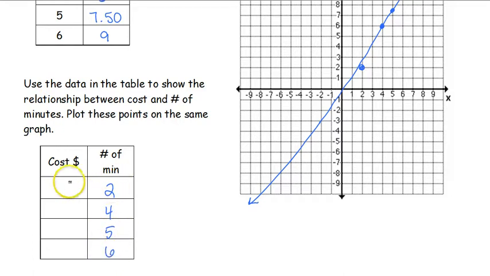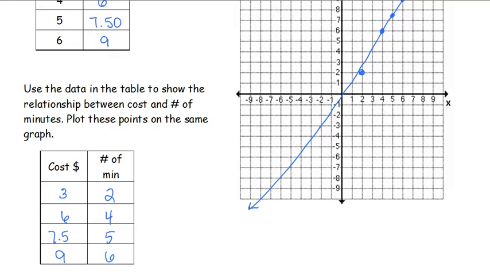And we said that for 2 minutes it was going to cost $3. For 4 minutes it was going to cost $6. For 5, $7.50. And for 6 minutes it's going to cost $9. So all we did was switch our x and y values. Let's go ahead and plot these new points now.